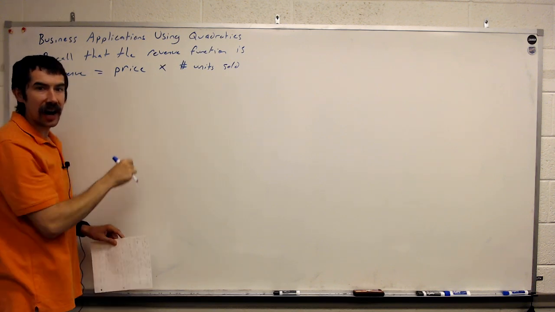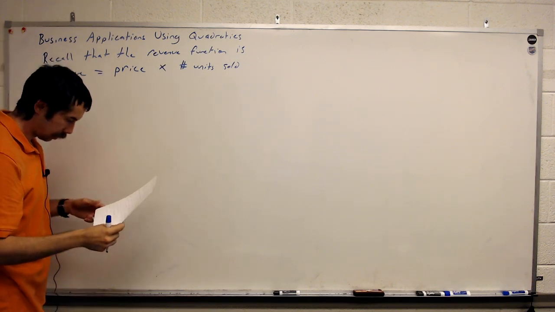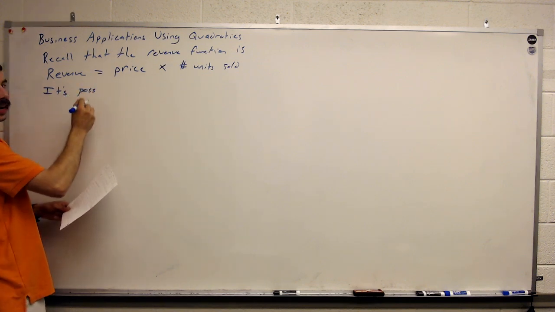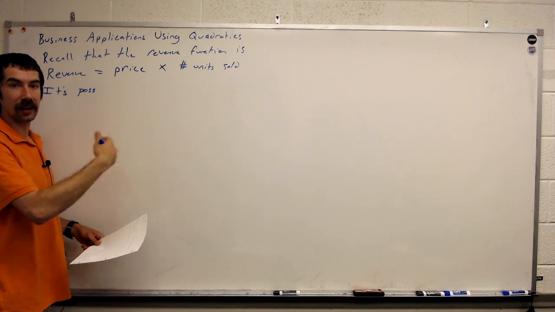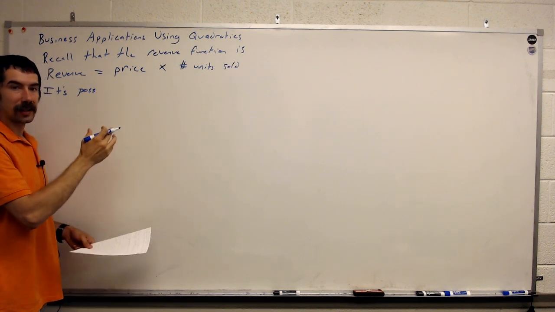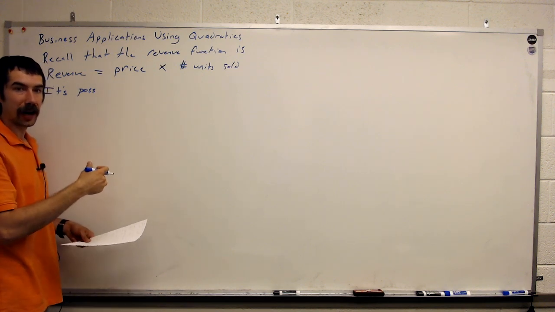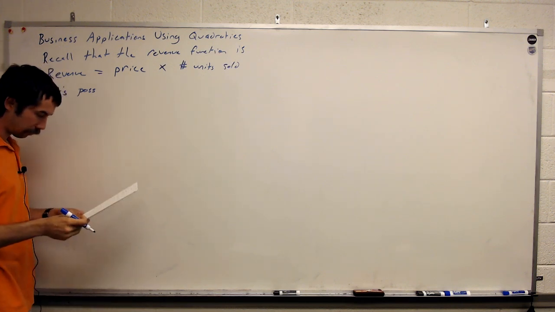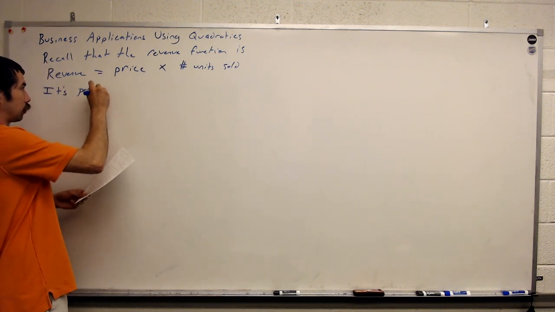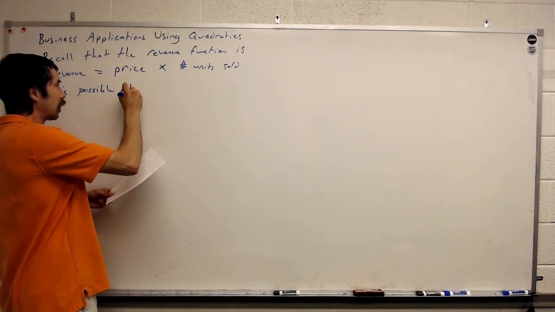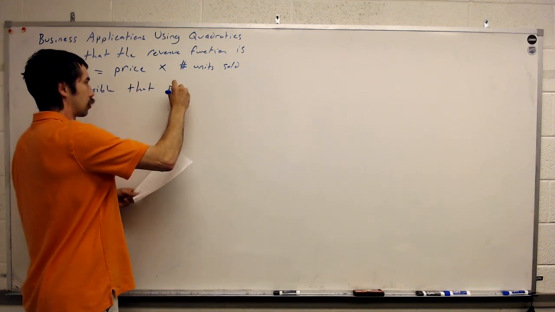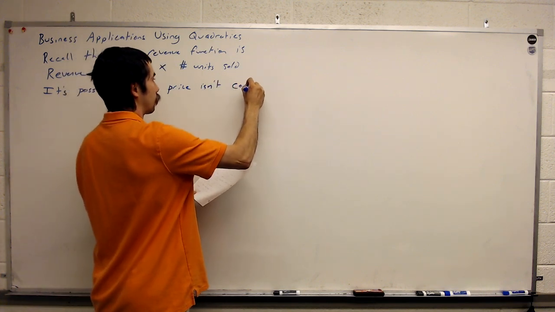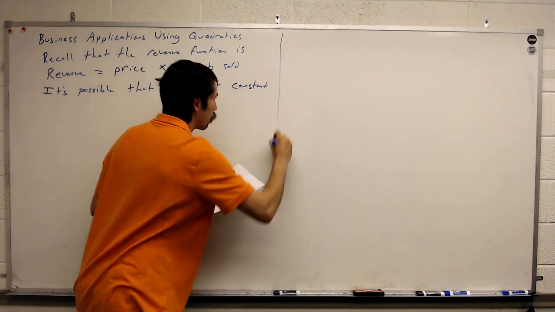Okay, but price does not have to be constant. It's possible that we want to give a discount to somebody who buys a lot of our product. Maybe it's $10 for 1 unit, but if you buy 20 units, we'll sell them for $8 a piece. So it's possible that price isn't constant. And that's what we're going to look at today.